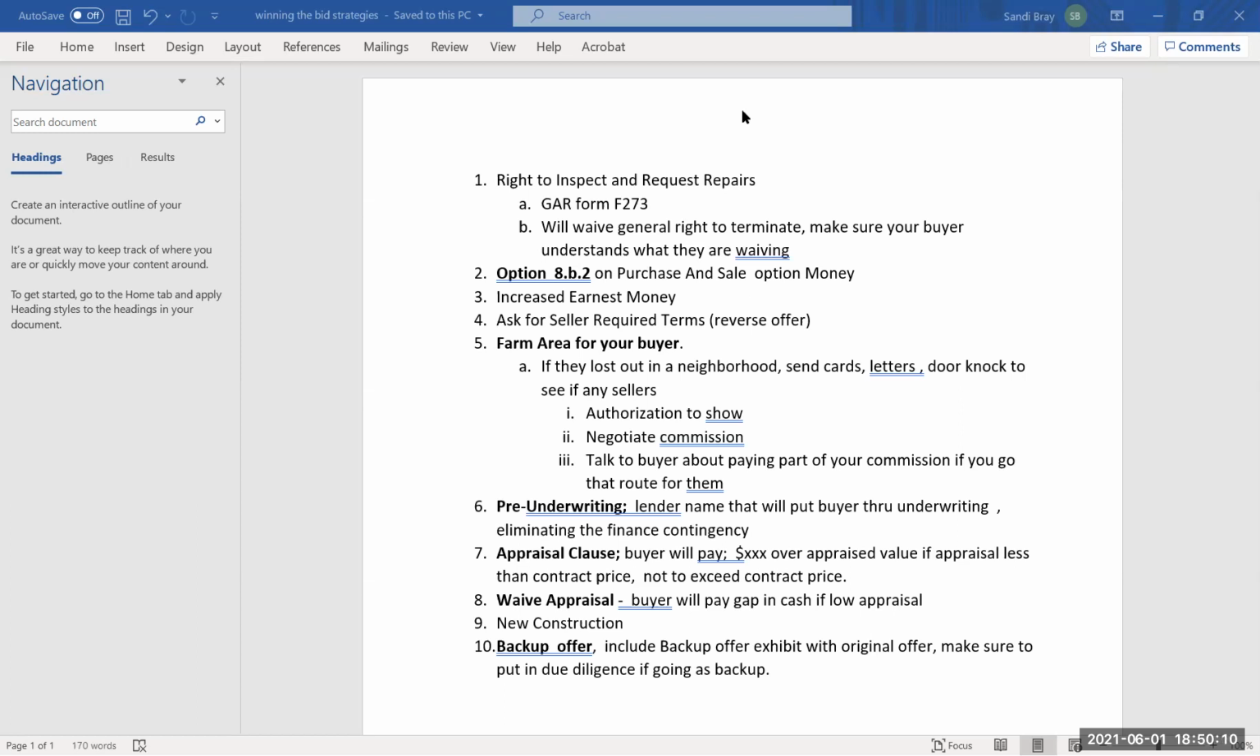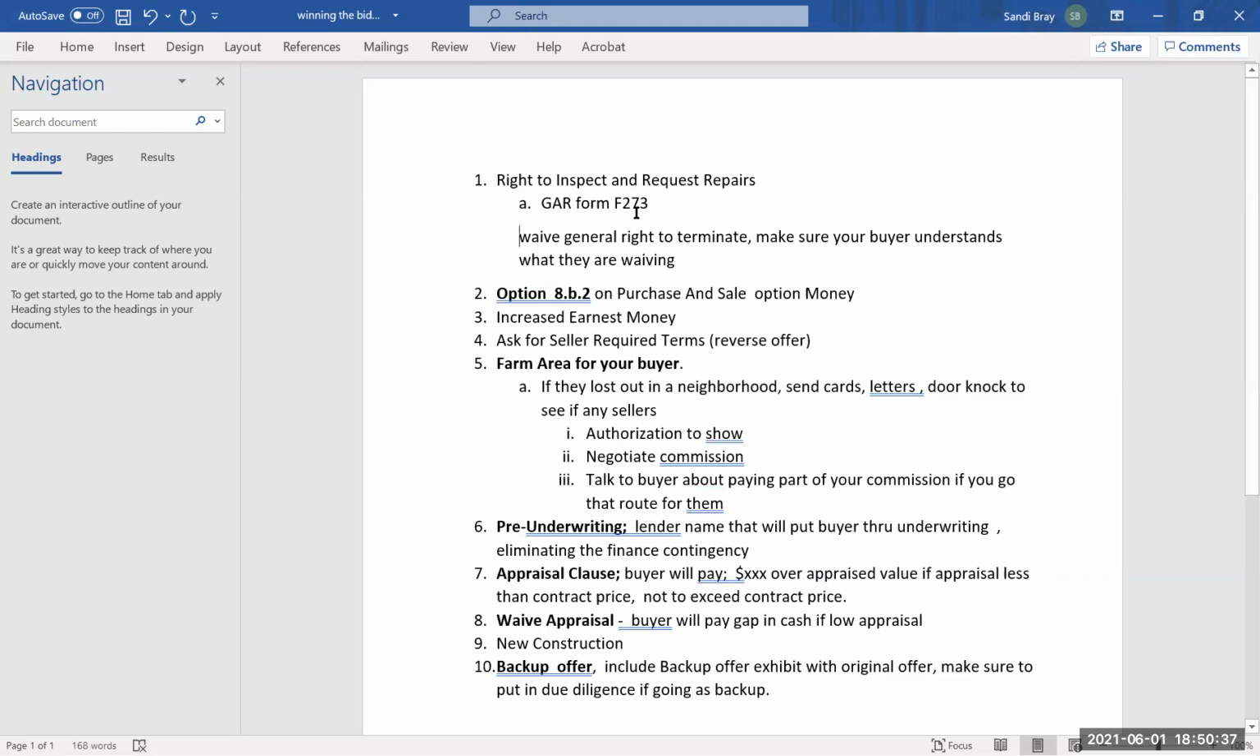One of them is the right to inspect and request repairs, and there's a GAR form for that. Now, if we use the right to inspect and request repairs, and this is if we need to be competitive, you are waiving your general right to terminate. Now, you've been reading the contract, right? Yes. What does my general right to terminate mean? They're waiving the inspection clause, so they essentially are getting the house even if something comes up in the inspection. That's my understanding of it.